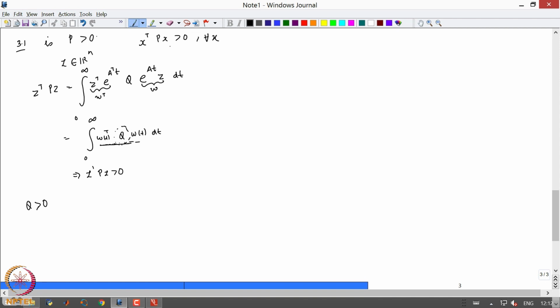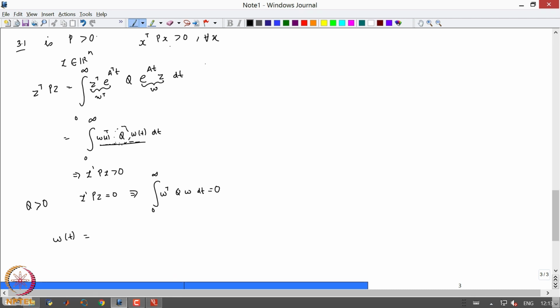So, if I have a vector transpose Q times the same vector, that should be greater than 0, and this will hold for all z. I am not defining any particular z here, but this will hold for all z. So, whenever z transpose P z is equal to 0, this would imply that W transpose Q W is 0. Now, when can this happen? This can happen if W(t) is 0, from the definition of the positive definite matrix. So what was the definition?